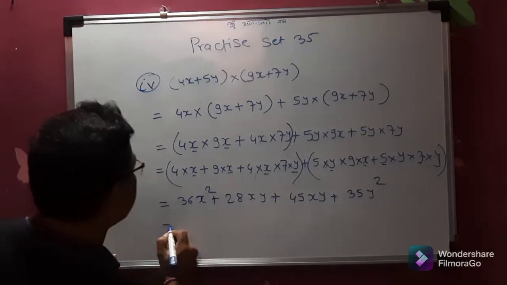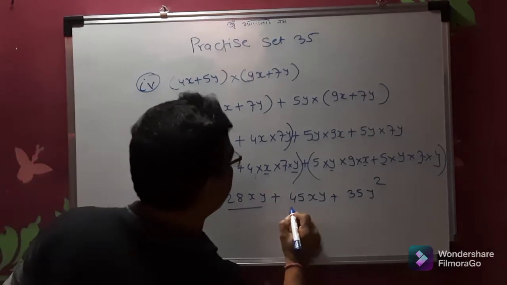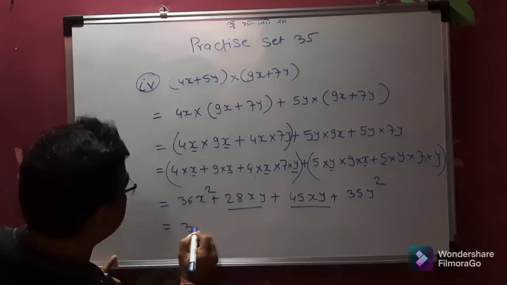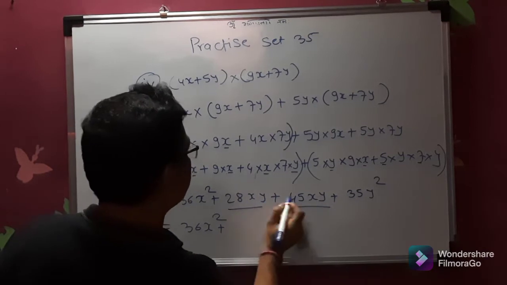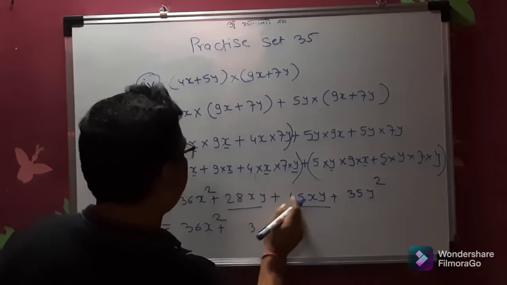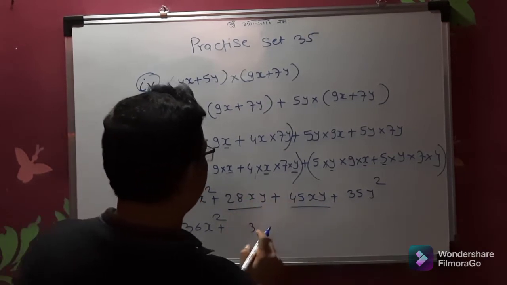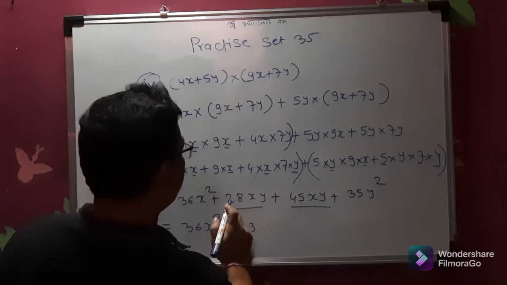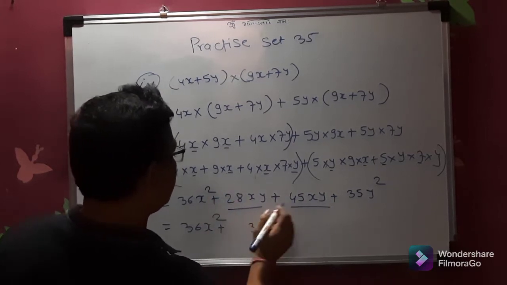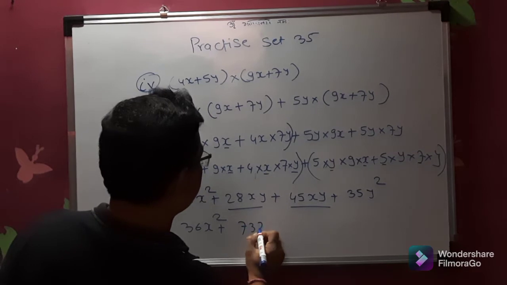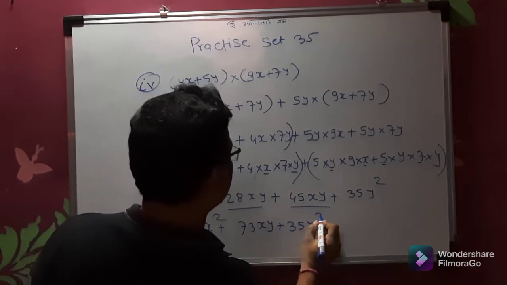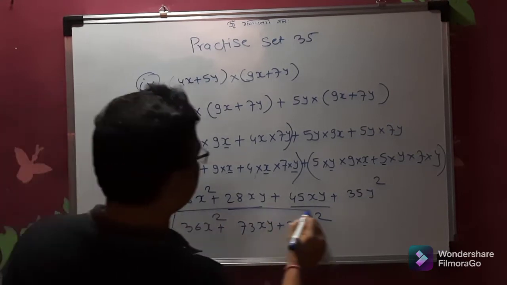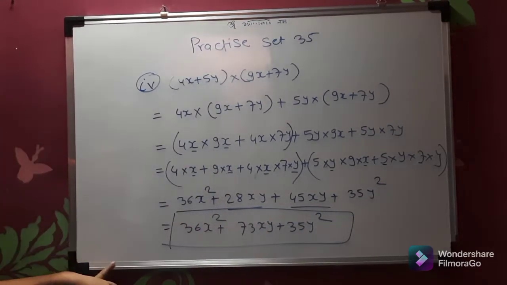Now we will do the addition of this plus this: 36x square plus 28 plus 45 is 73, that is 73xy, plus 35y square. This is the answer of this question.